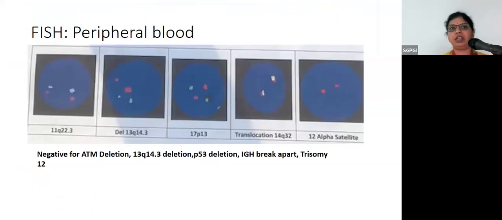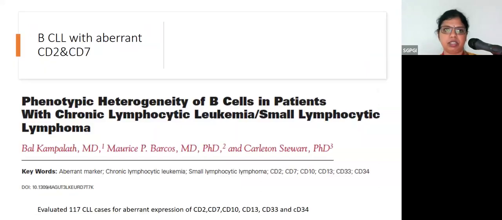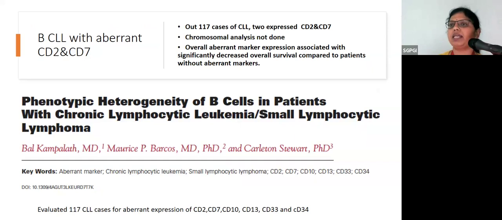A peripheral blood FISH was performed outside, and it did not reveal any routine screening panel abnormality in FISH. Other parameters like LDH, LFT, KFT, uric acid were within normal range. So it was a case of B-CLL with aberrant CD2 and CD7. So we started searching the literature. The largest series of cases we could come across was analyzed by Kampalat et al. They analyzed 117 cases of CLL for aberrant expression of CD2, 7, 10, 13, 33, and 34. In their study, they could find only 2 cases expressing CD2 and CD7 in combination.